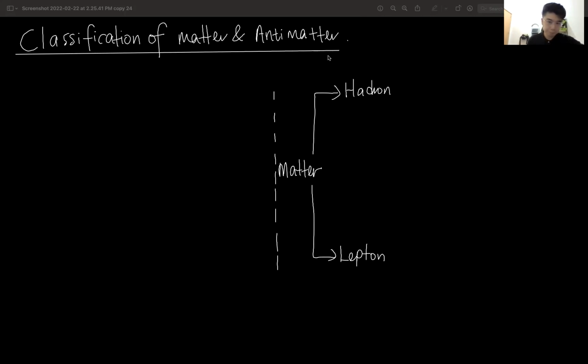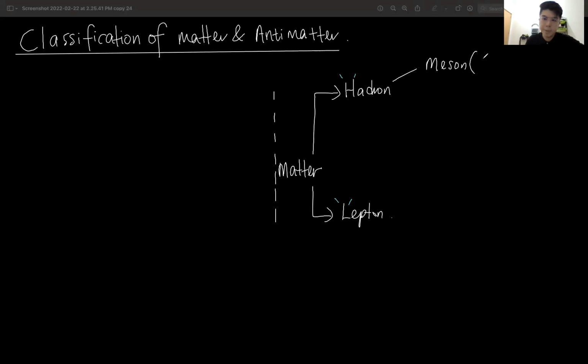Hadron here is... sorry, let me move it up a little bit because I want to get some space later. This one is the lepton. Just take the first letter: H stands for heavy, these are the heavy particles, and L, the leptons, are the light ones. So for hadron, we've got meson. Meson is made of what? 1 quark plus 1 anti-quark.